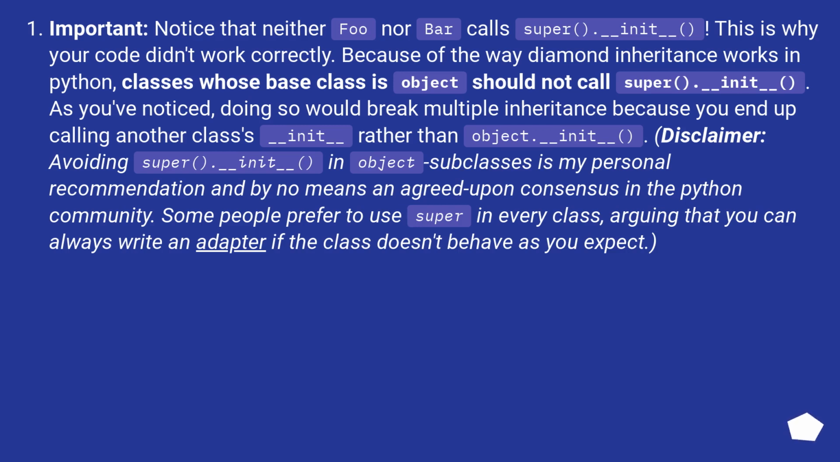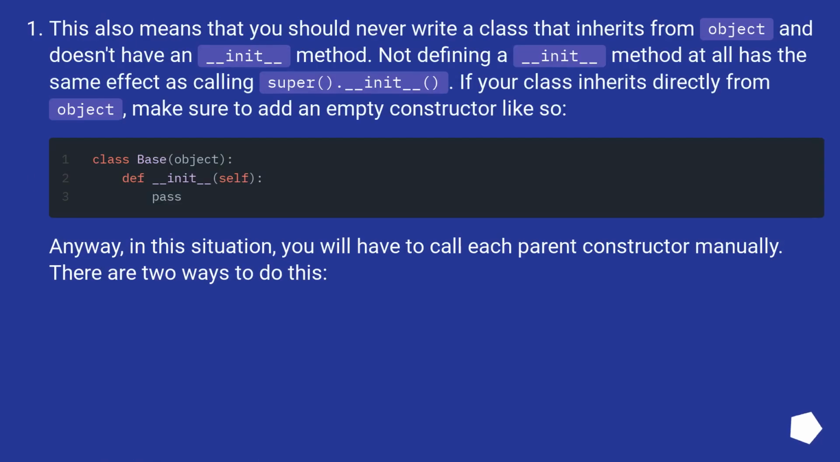Disclaimer: avoiding super().__init__ in object subclasses is my personal recommendation and by no means an agreed upon consensus in the Python community. Some people prefer to use super in every class, arguing that you can always write an adapter if the class doesn't behave as you expect. This also means that you should never write a class that inherits from object and doesn't have an __init__ method. Not defining an __init__ method at all has the same effect as calling super().__init__.